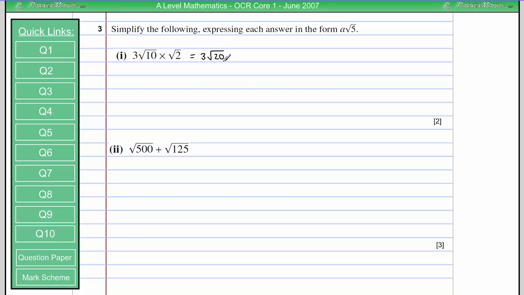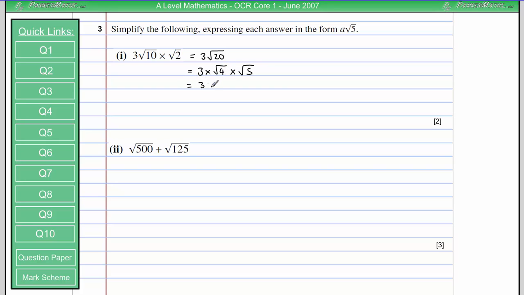From here I can split up root 20. So I'll get 3 multiplied by root 4 multiplied by root 5. So here I was looking for a square number that went into 20. And in that case, the largest one I could find was 4. And 20 is 4 times 5, so I can split root 20 into root 4 times root 5, which is useful because root 4 is 2.